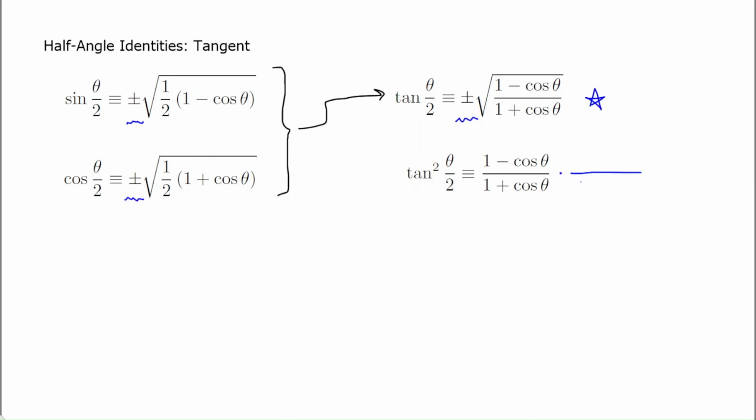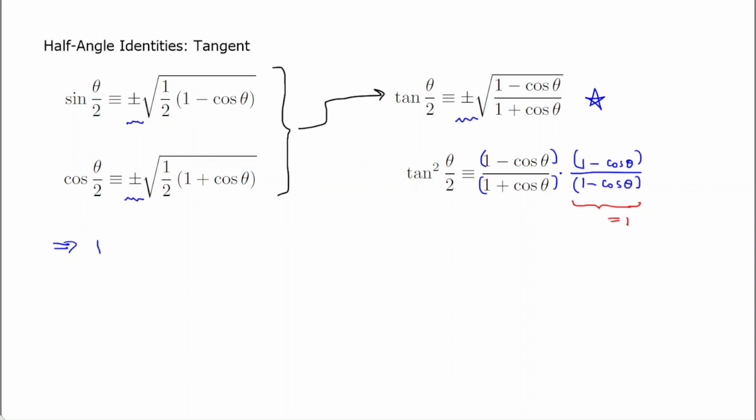Okay, so let's do this. Let's multiply both top and bottom of this identity by 1 minus cosine theta. Okay, and some parentheses here are possibly going to be helpful. All right. Okay, as you guys know, this fraction is really just a disguised version of the number 1, so we're permitted to do that.